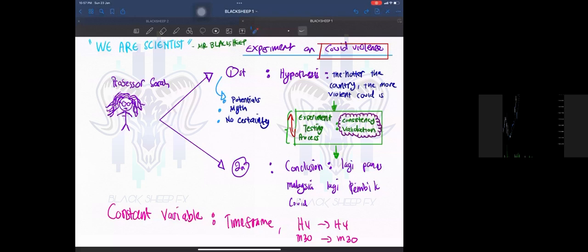Okay? So then, the conclusion is obtained after a series of experimentation. As long as it has not been tested, it's not going to bring about new changes.